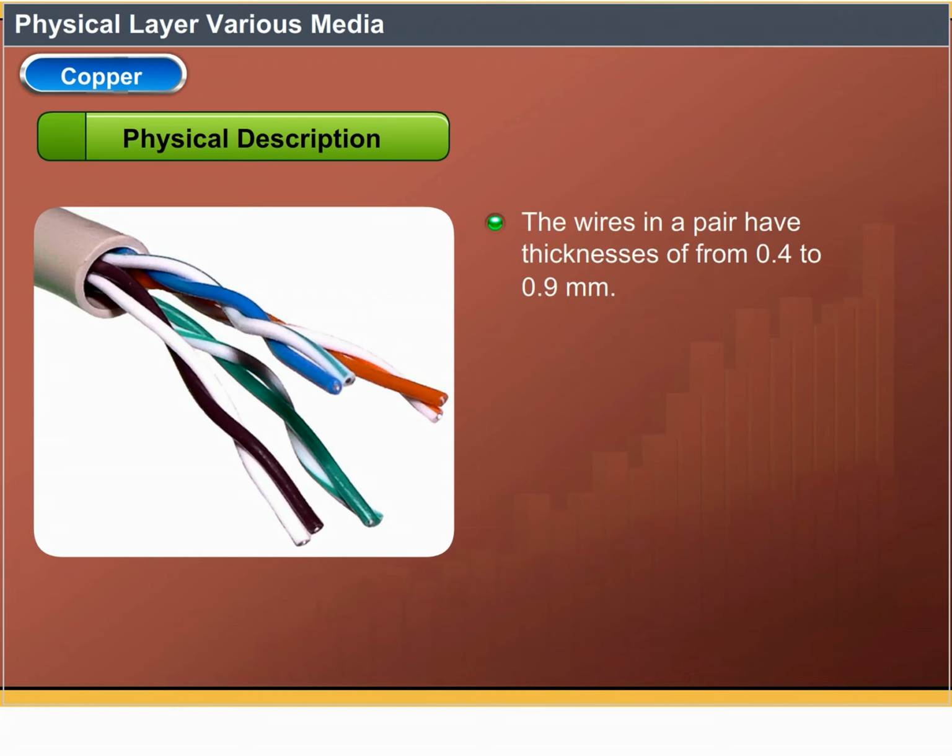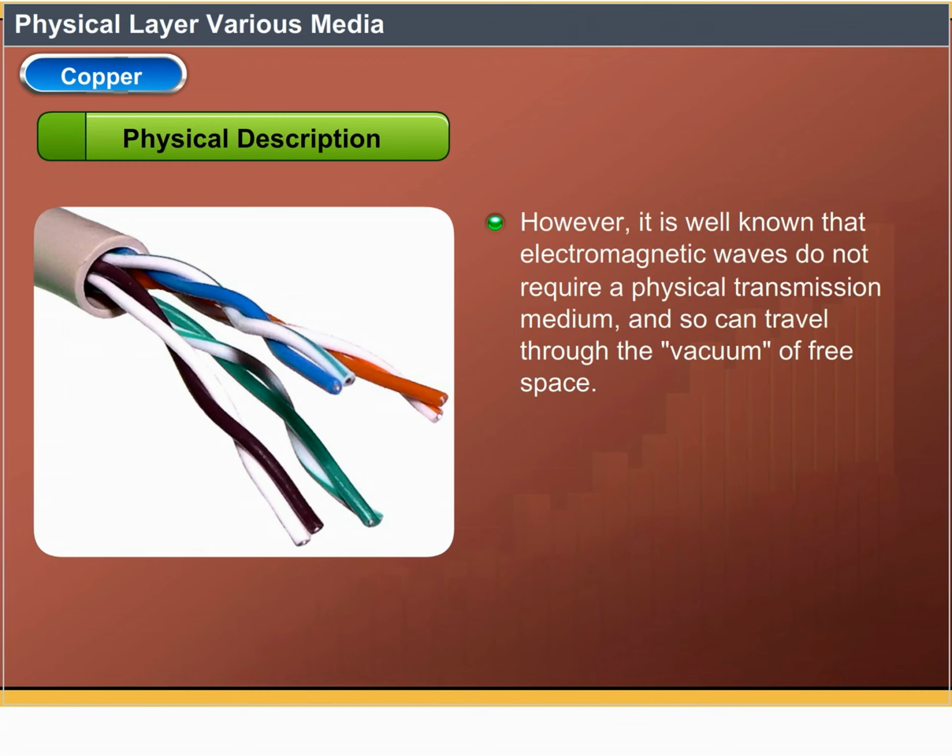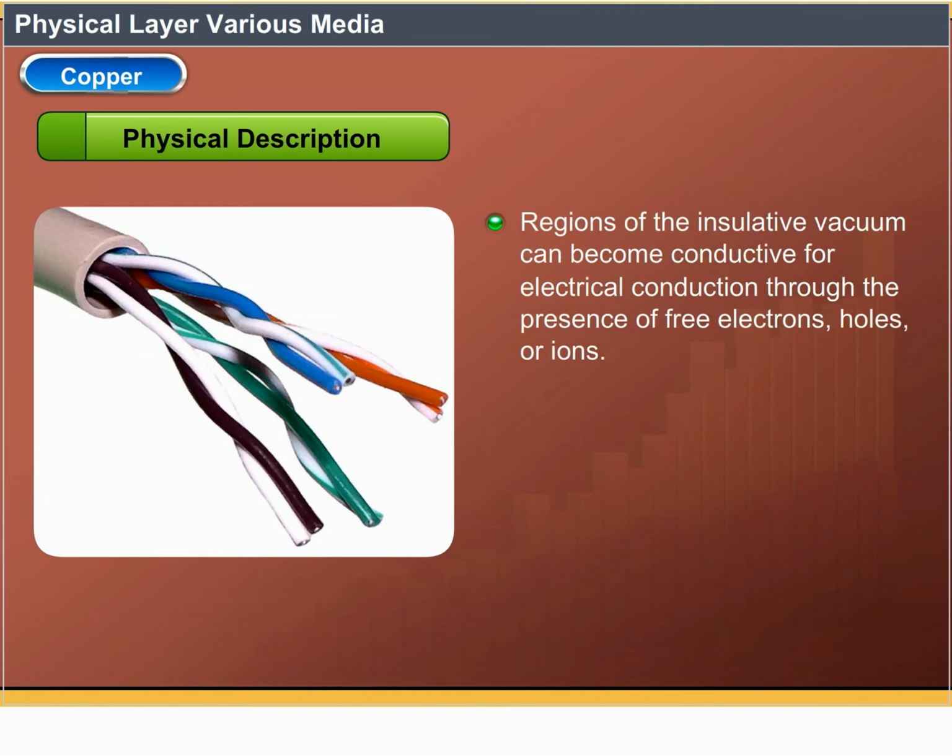However, it is now known that electromagnetic waves do not require a physical transmission medium and so can travel through the vacuum of free space. Regions of the insulative vacuum can become conductive for electrical conduction through the presence of free electrons, holes, or ions.